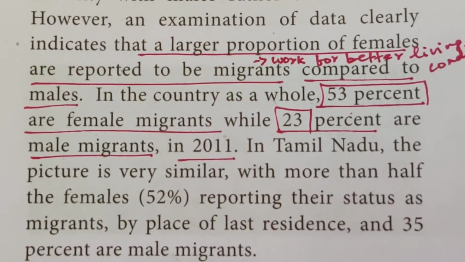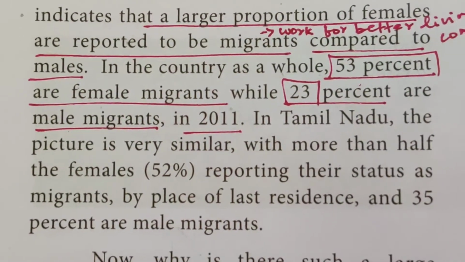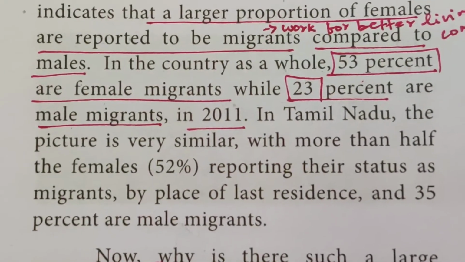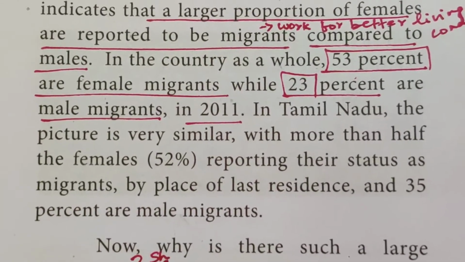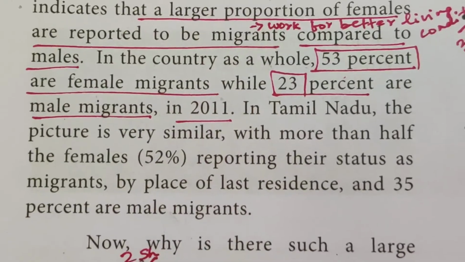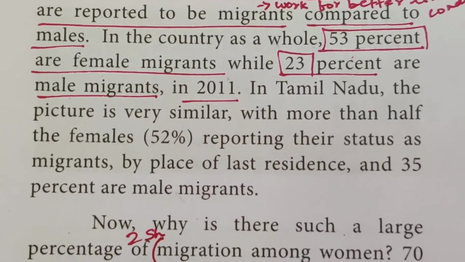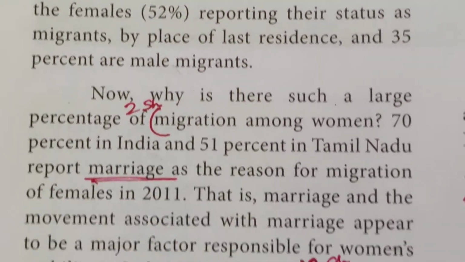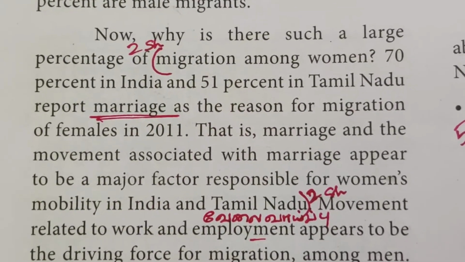In the country as a whole, 53% are female migrants, while 23% are male migrants in 2011. In Tamil Nadu, the picture is very similar, with more than half of the females, 52%, reporting their status as migrants by place of last residence, and 35% are male migrants. Now, why is there such a large percentage of migration among women?